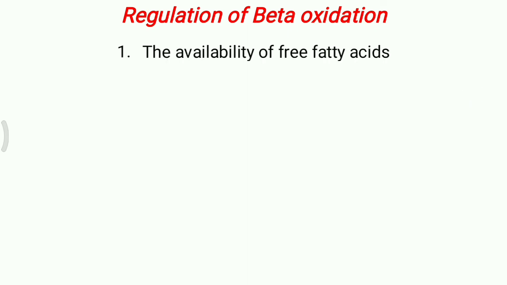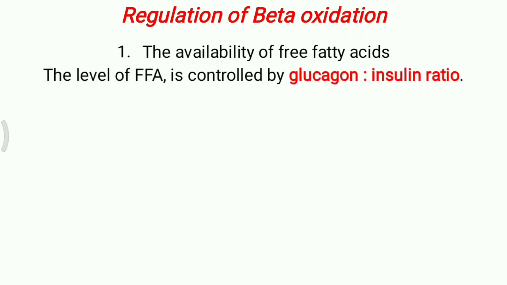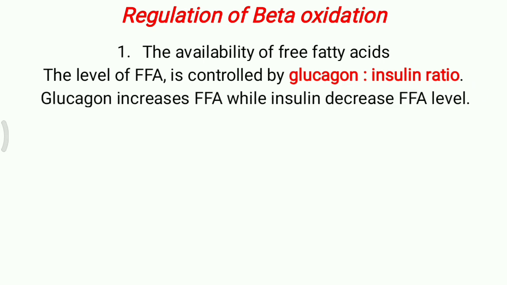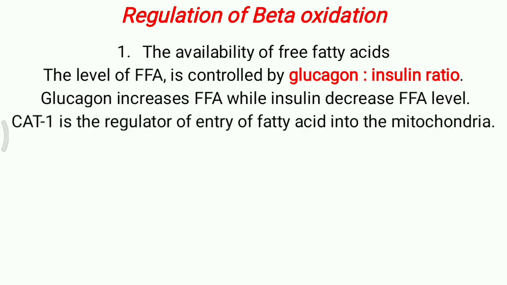Now for this beta oxidation, we simply need fatty acid. So fatty acid is under the control of hormones. The availability of free fatty acid is the main regulation of beta oxidation. The level of free fatty acid is controlled by the glucagon insulin ratio. Glucagon increases the overall free fatty acid level while insulin will decrease the free fatty acid level.